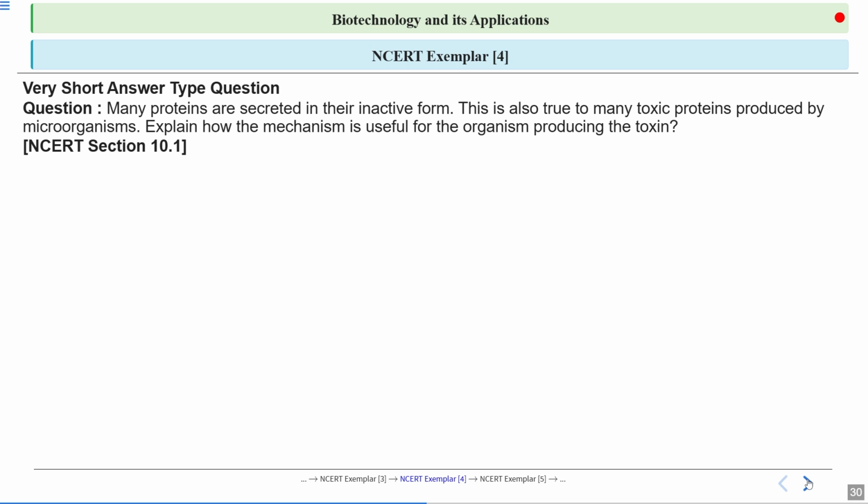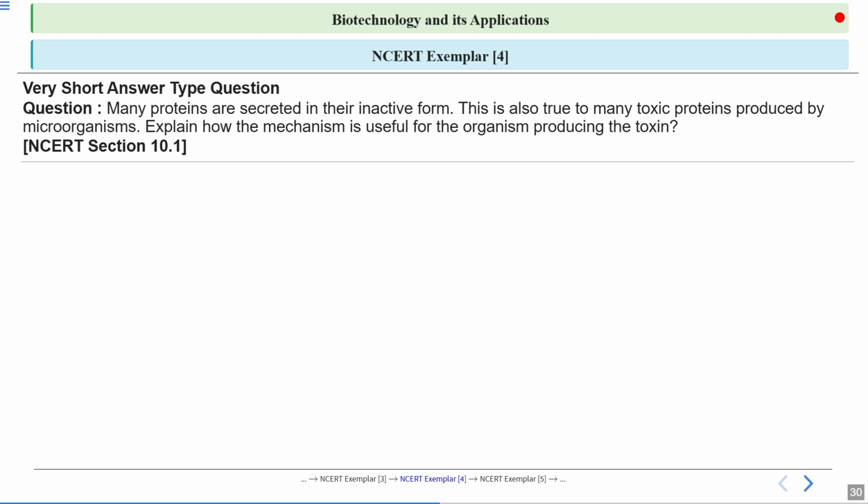Now the next question says: many proteins are secreted in their inactive form. This is also true of many toxic proteins produced by microorganisms. Explain how the mechanism is useful for the organism producing the toxin. This is from NCERT section 10.1.